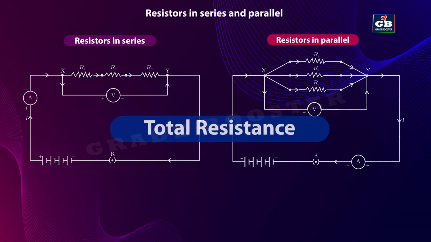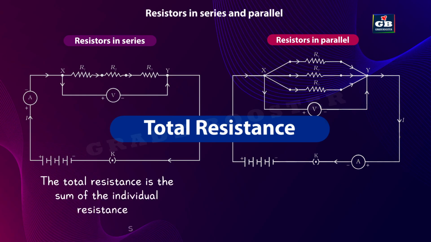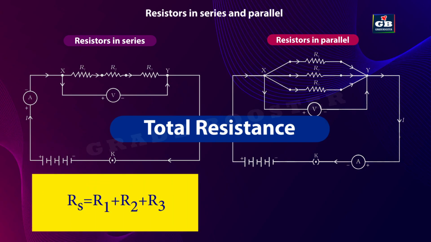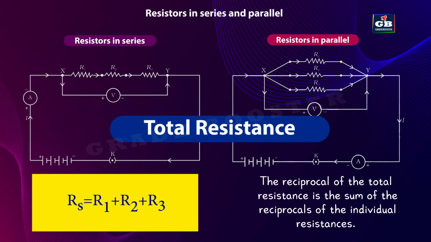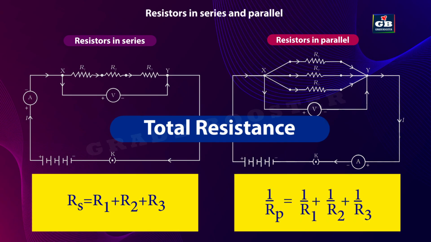Total resistance. In series, the total resistance is the sum of the individual resistances. Rs equal to R1 plus R2 plus R3. The total resistance increases as more resistors are added in series. In parallel, the reciprocal of the total resistance is the sum of the reciprocals of the individual resistances. 1 by Rp equal to 1 by R1 plus 1 by R2 plus 1 by R3. The total resistance decreases as more resistors are added in parallel.